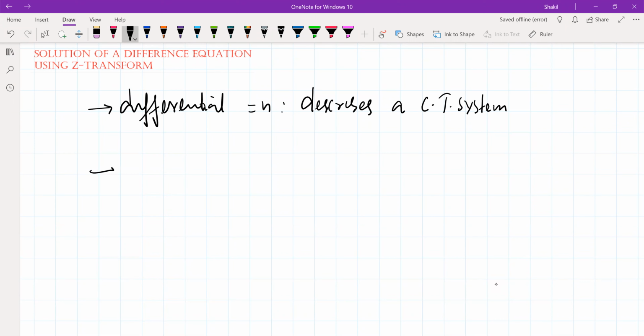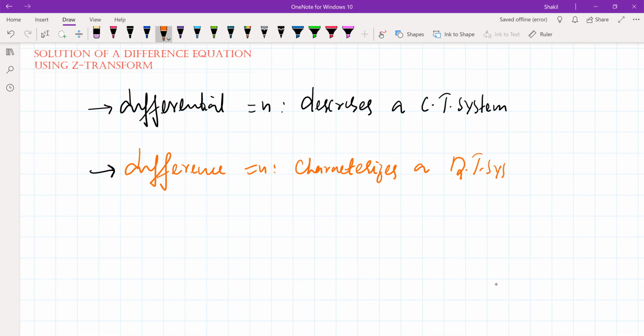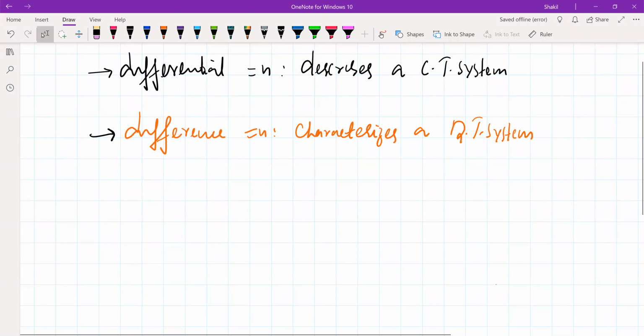Same way, a difference equation characterizes or describes a discrete time system. So, in other words, we write the input-output relationship of a discrete time system in one more way, and that's referred to as the difference equation.